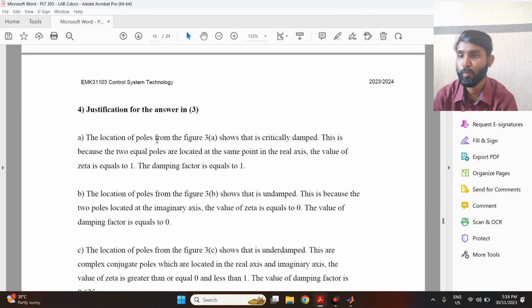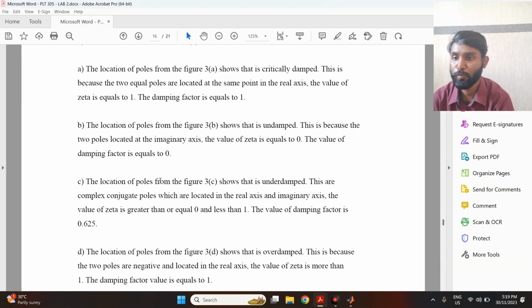The location of poles from figure 3a shows that it is critically damped. This is because two equal poles are located at the same point in the real axis. The value of zeta is equal to 1. The damping factor is equal to 1. As for B, the location of poles from figure 3b shows that it is undamped. This is because the two poles are located at the imaginary axis, the value of zeta is equal to 0. The value of damping factor is equal to 0.